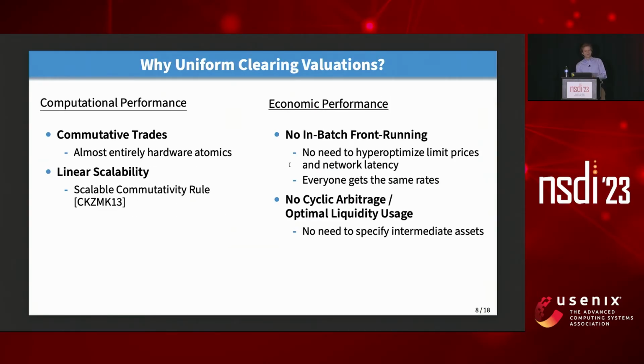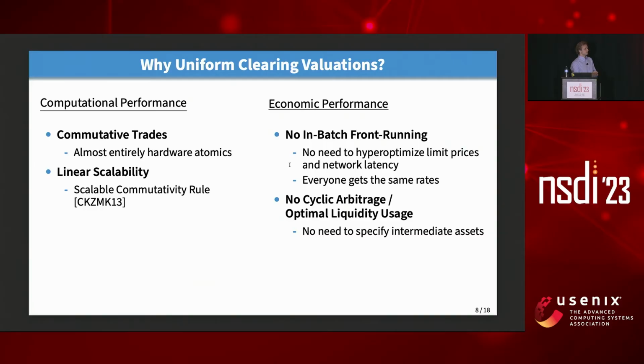Great. So why should we do this? Well, suppose that we can compute valuations quickly. Then everything else in the exchange commutes. That means that we can essentially get linear scalability for the rest of the exchange. And in fact, we can implement almost the entirety of the system with just hardware-level atomics.